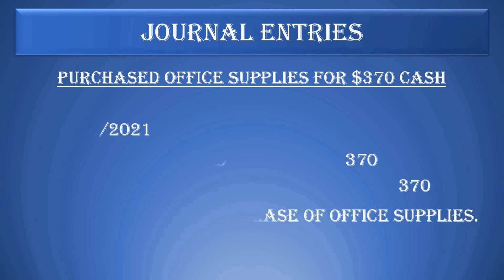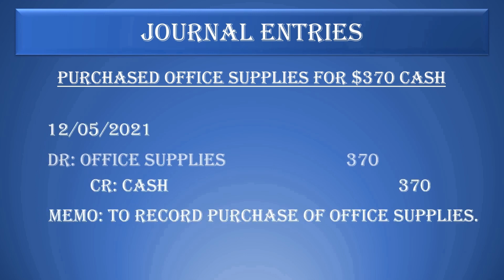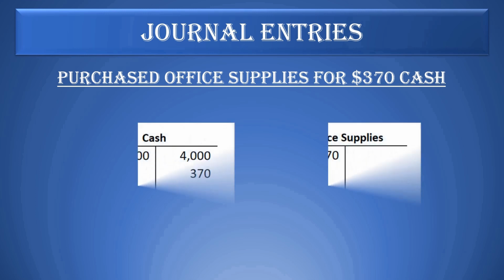So here is our journal entry. Debit office supplies for $370 and credit cash for $370. The only thing left to do is to post this entry to the T accounts. Here is what that will look like.